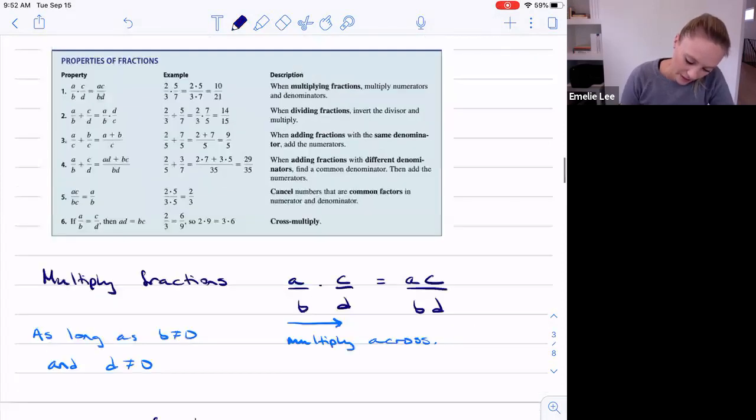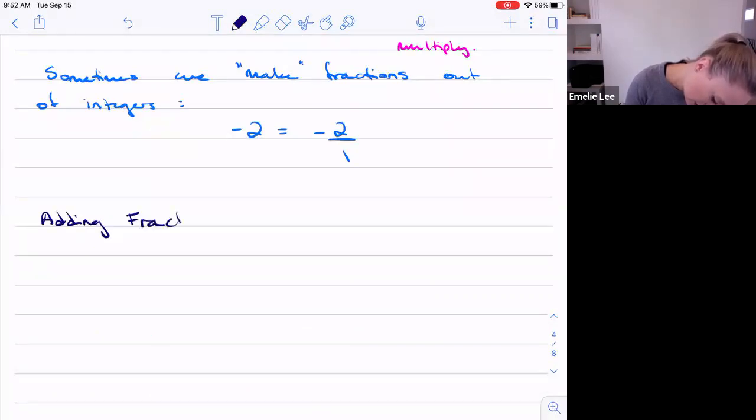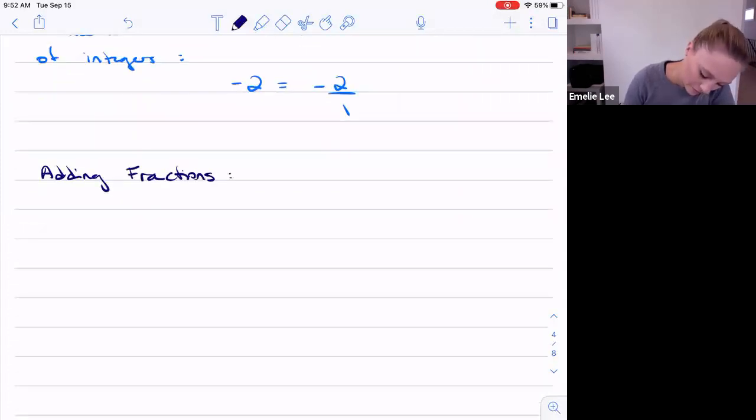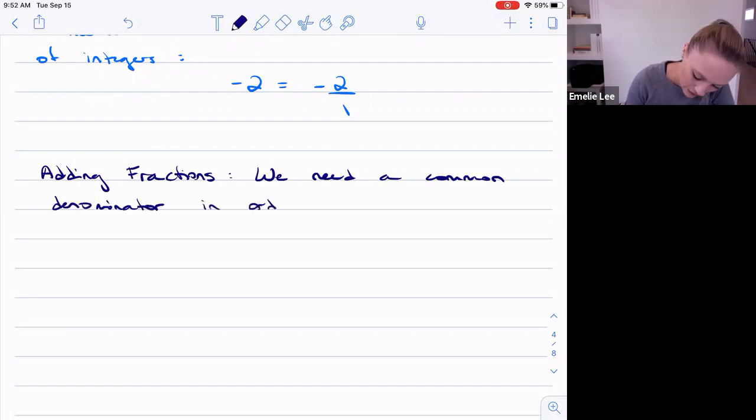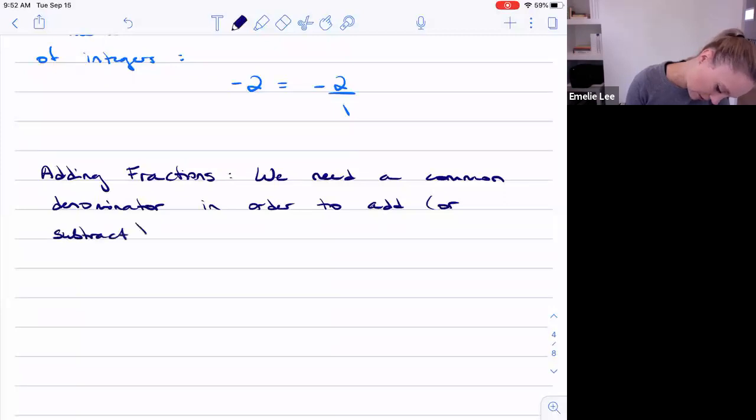How about if we are adding fractions, right? So adding and subtracting fractions are going to behave the same way. We need a common denominator, right? And so adding fractions, we need a common denominator in order to add or subtract fractions. To add, right, because adding and subtracting is just a special case of adding. So in order to add or subtract fractions.